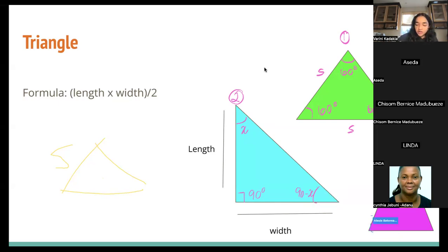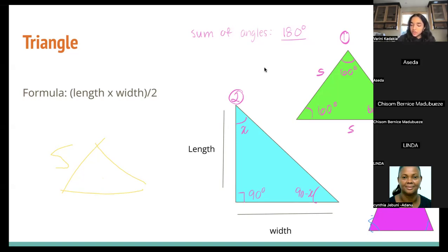So the sum of angles within a triangle is always 180 degrees. So if you look at an equilateral triangle, 60 plus 60 plus 60 is 180. And then when you look at a right triangle, 90 plus x plus 90 minus x will give you 180.